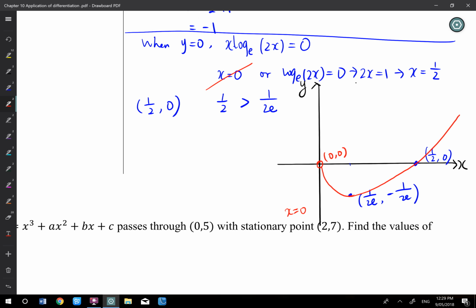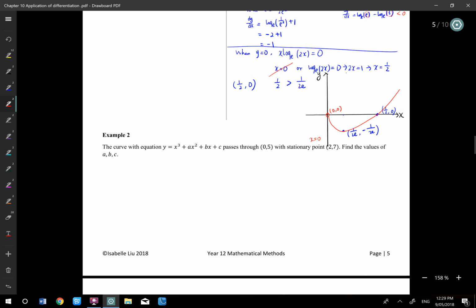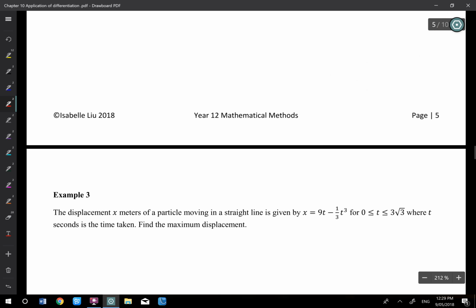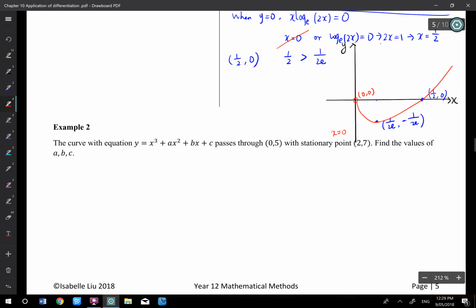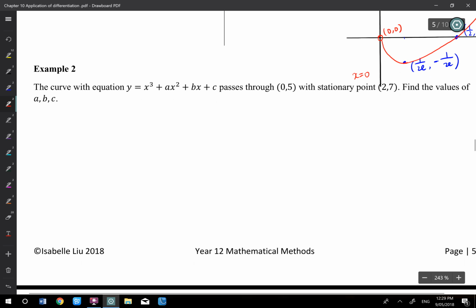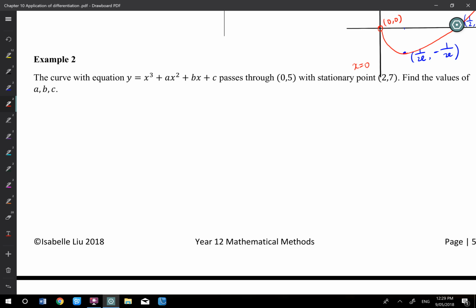Any questions? Okay, if you don't have any questions, can you have a look at example 2, please? Sorry, we don't have much time. I'll just quickly go through that because it's more important for the last example.